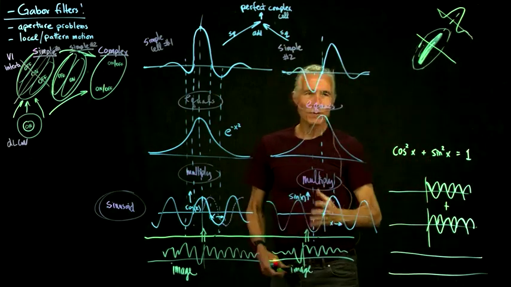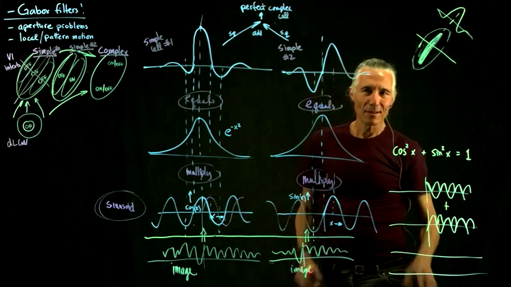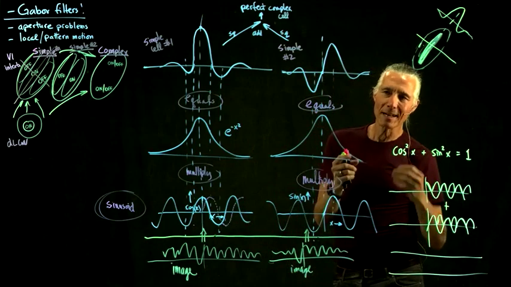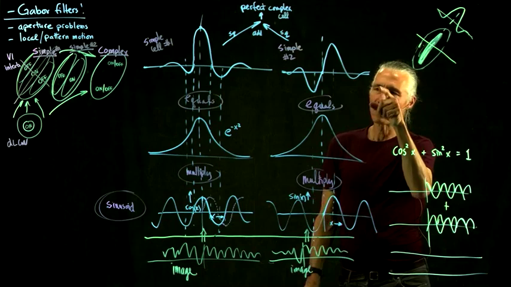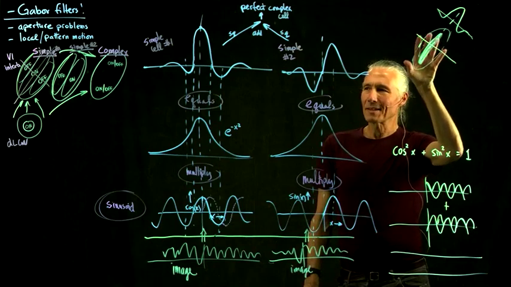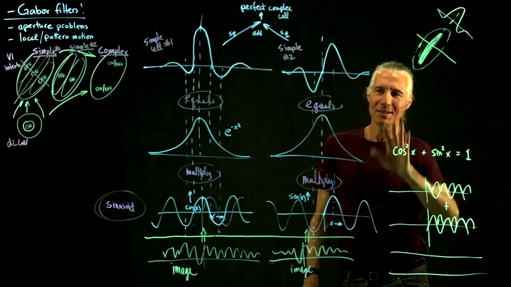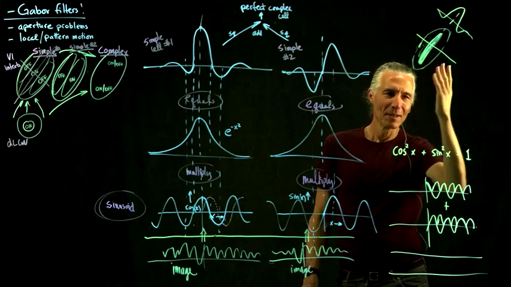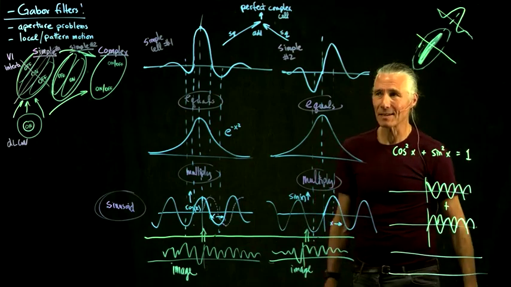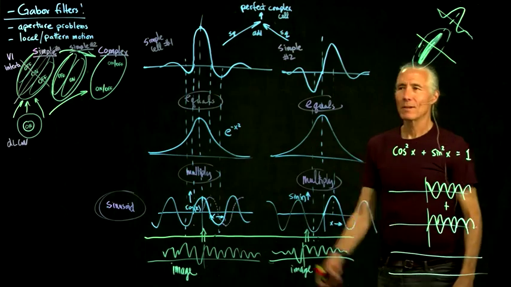So that's really what V1 does. It looks out at the world and it says, to what extent at each piece of the world do we have these little ripples, like curtains? You could think of them as undulating drapes. That's actually what a simple cell detects.